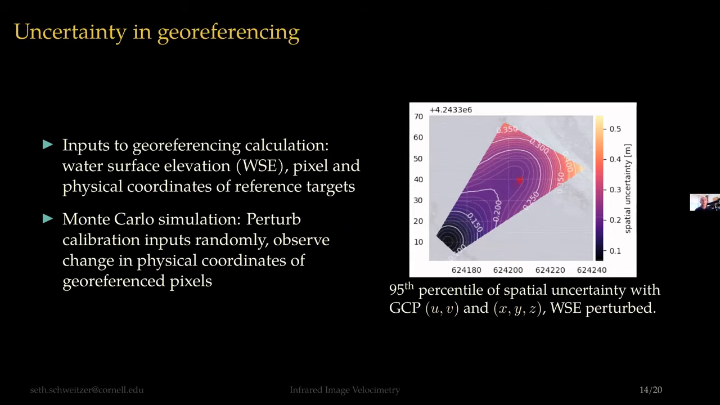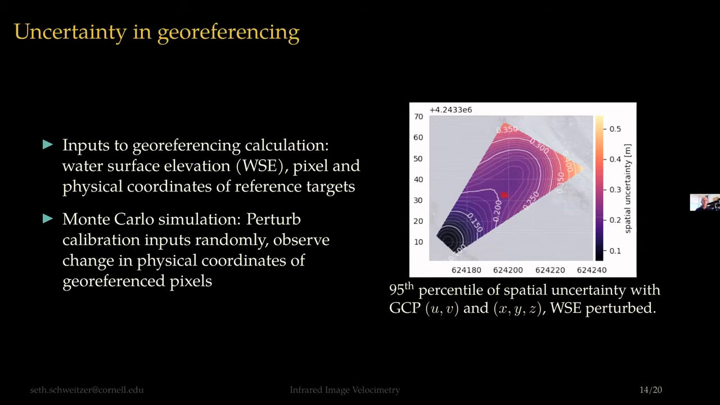This is a plot of the 95th percentile of that kind of calculation. We can see that as we get farther away from the camera, the uncertainty grows. This is simply because of the oblique viewing angle of the camera. So the farther away we are, the more uncertainty will be introduced. This kind of plot is very useful for planning and for getting a general sense.